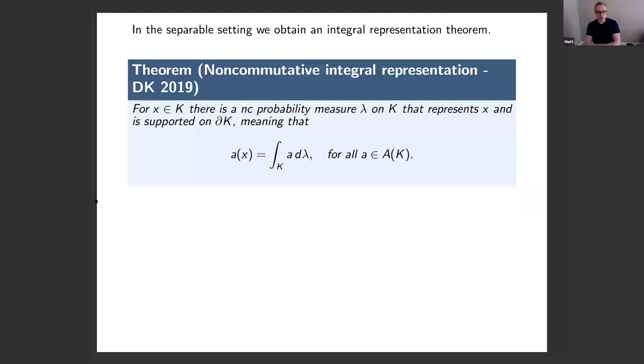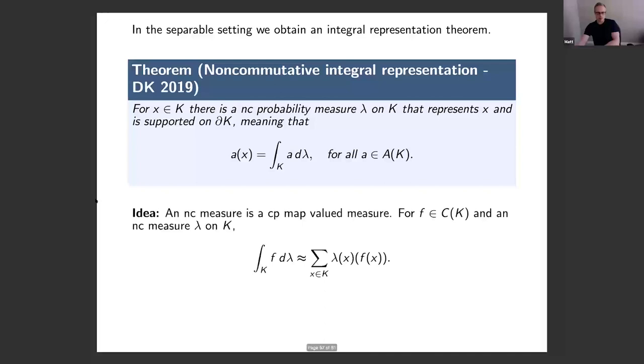But what this says, translated into our setting, is that if I have a point in my non-commutative convex set, then I can find what we call an NC probability measure, which decomposes that point in terms of the NC convex set K, and specifically in terms of the extreme points, because we can find a measure that's supported on the set of extreme points.